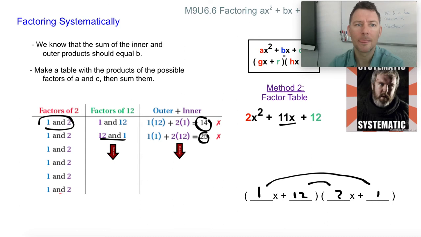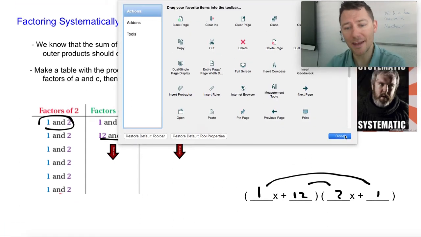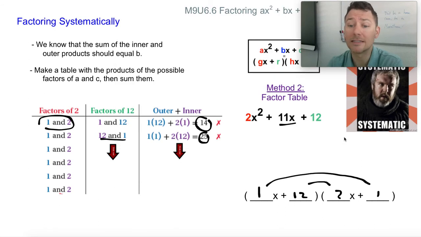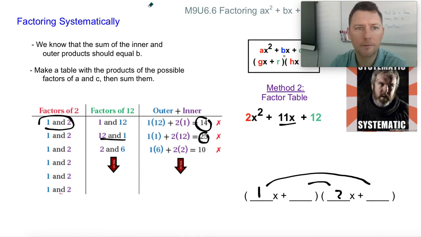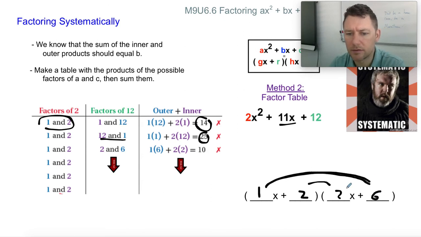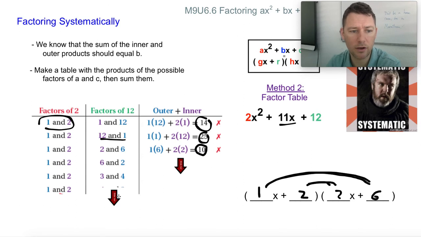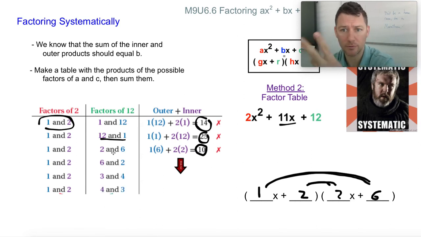So this is not a lot better than guess and check, but it's at least systematic, so you know that you've exhausted all your efforts, right? So let's keep going. Let's try 2 and 6. Well, if we put a 2 and a 6 here, this would be 6x and 4 more x, so 10x, not what we're looking for. And if we keep doing that, we try all the different combinations in different orders, right? We're swapping them around. 2 and 6, 6 and 2, 3 and 4, 4 and 3.